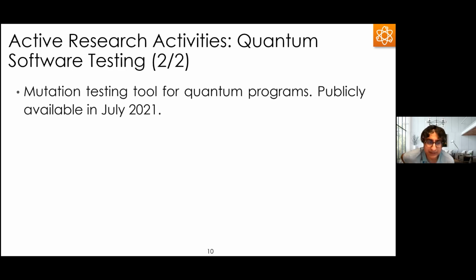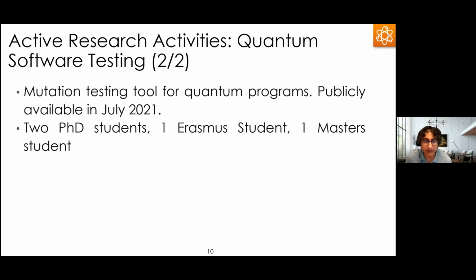So mutation testing is a technique that is commonly used in software testing to assess the quality of your test cases and testing techniques. We'll make this tool available in July so that people can derive different faults in quantum programs, and then you can run your testing techniques to assess their quality. So in these topics, we have hired 2 PhD students, one who will start in June and 2 after summer, who will help us on these topics. And we also have one Erasmus student working on this mutation testing tool, and one master student also working on this topic. Can I ask a quick question?